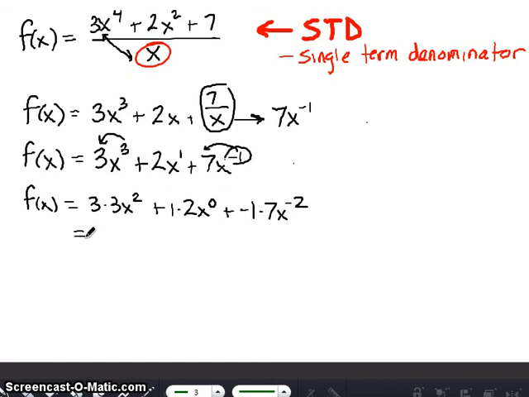And then we simplify. So 3 times 3 is 9x squared. 1 times 2 is just 2. x to the 0 is 1, so we don't have to write x to the 0. Negative 7 x to the negative second power. So that is your power rule for derivatives.